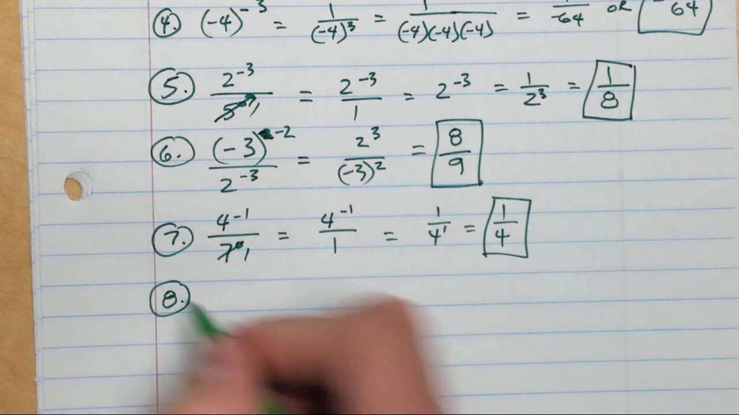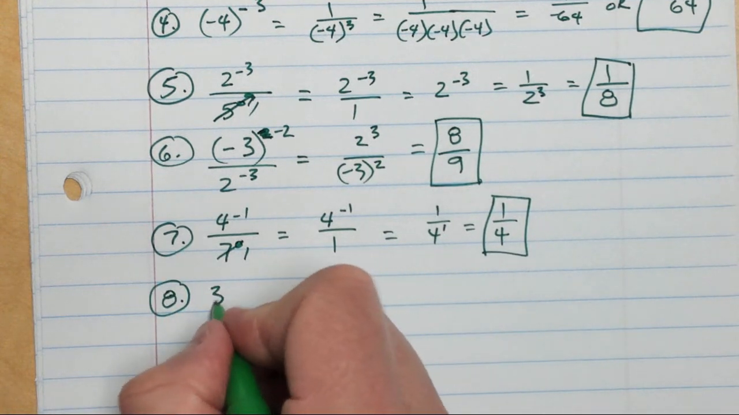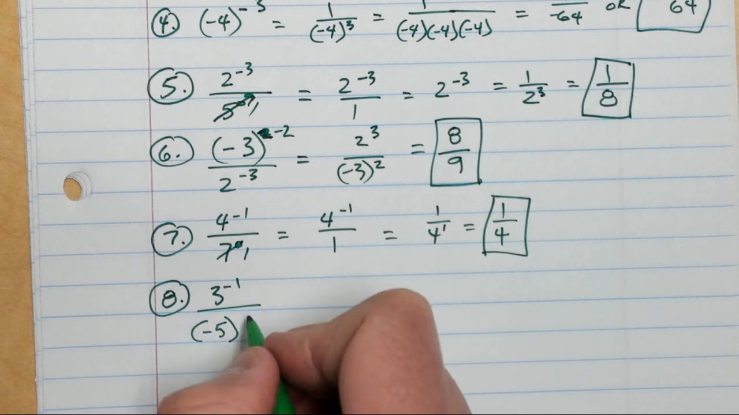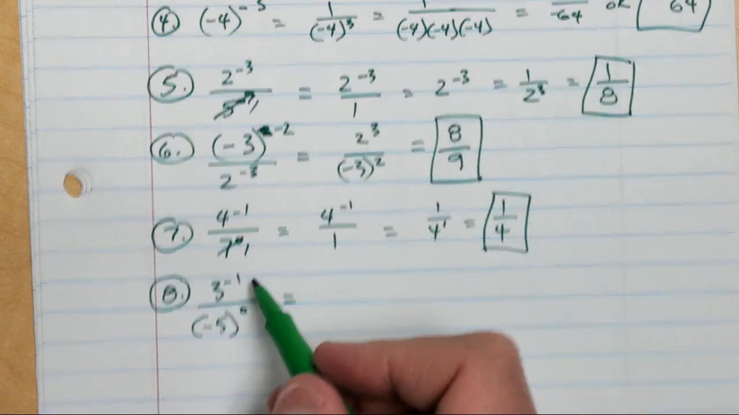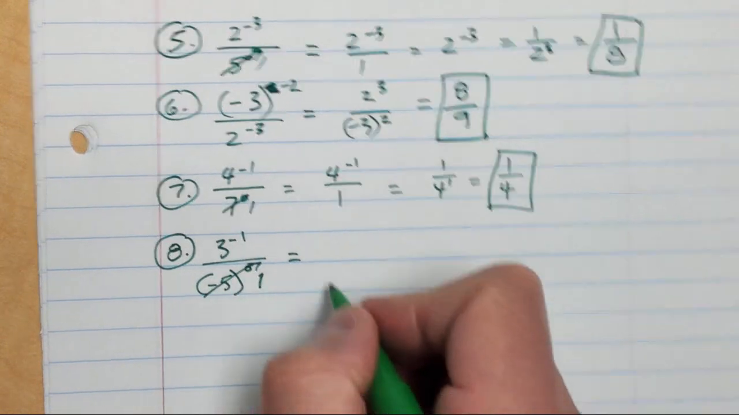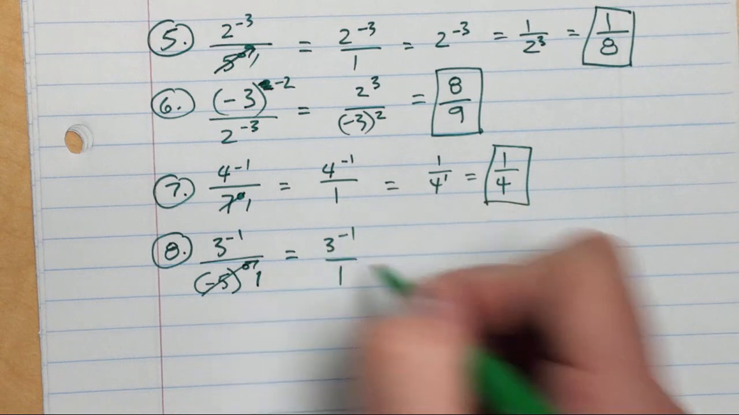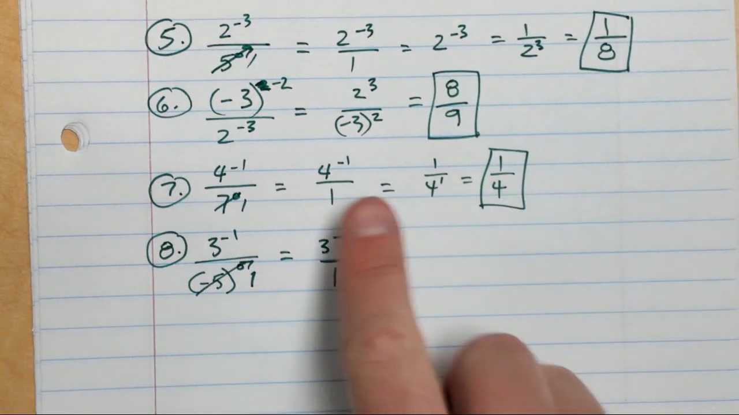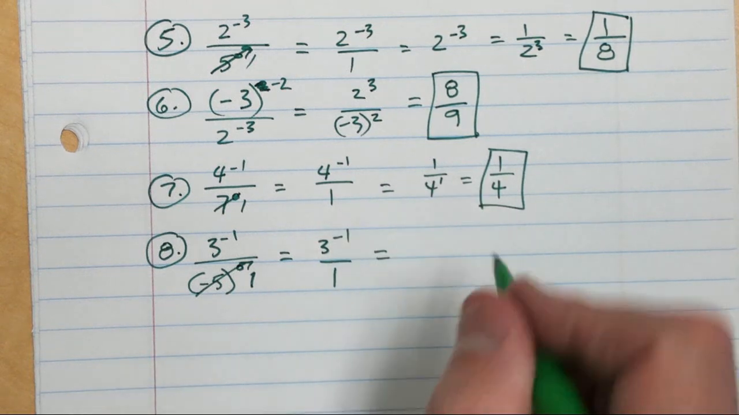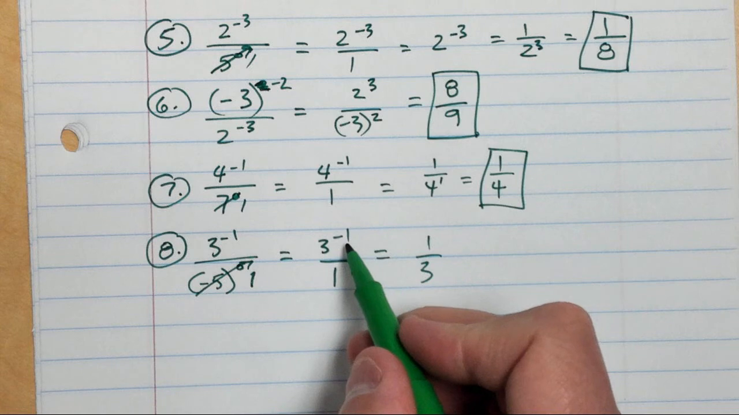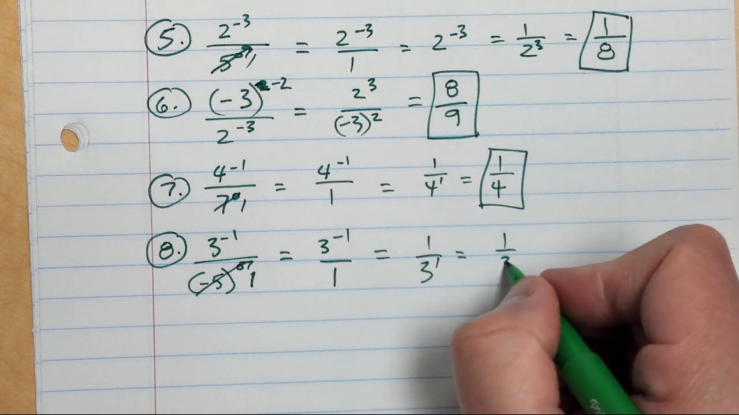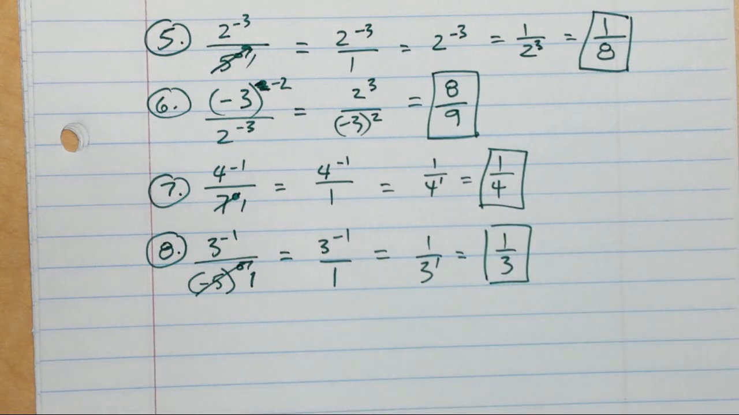And the last example I'm going to do here, I know these are long notes, but the point is to help out people who are in trouble by giving additional examples. So I have 3 to the negative 1 over negative 5 to the power of 0. Again, anything raised to the power of 0 just becomes 1, so this is 3 to the negative 1 over 1. Looking at this fraction of 3 over 1, since I have a negative exponent, I'm going to take the reciprocal, and that gets me 1 over 3. The negative 1 becomes a positive 1, and anything raised to the power of 1 just becomes itself. And I get 1 over 3.